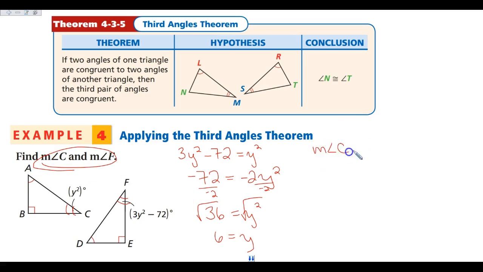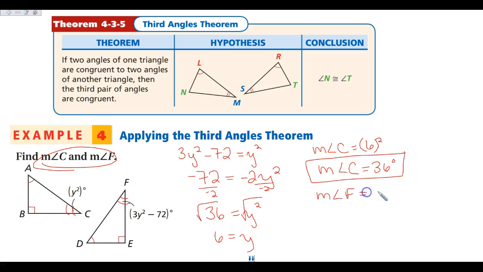Again, we found y. We need to find the measures of angle C and F. So the measure of angle C is just y squared, and we said that y was 6. So that means that the measure of angle C is going to be 36 degrees. All right, so there's 1. Then from here we want to find the measure of angle F, and that is 3y squared, which is 6 squared, minus 72.